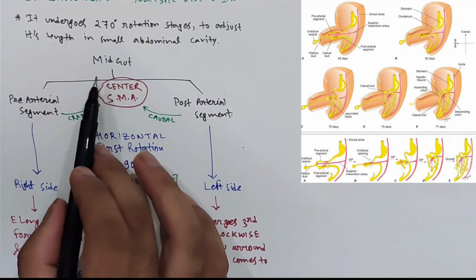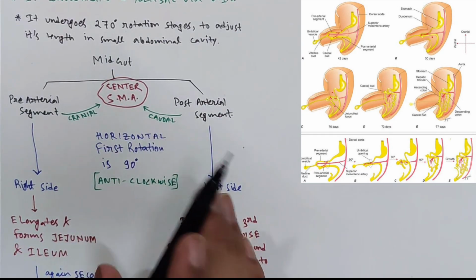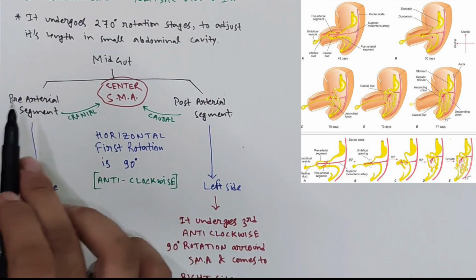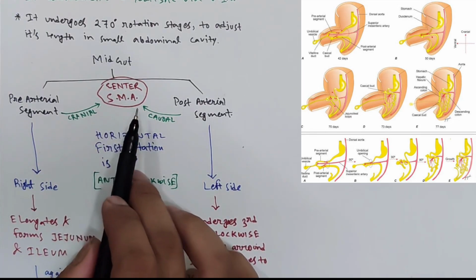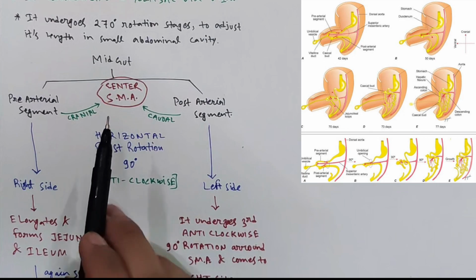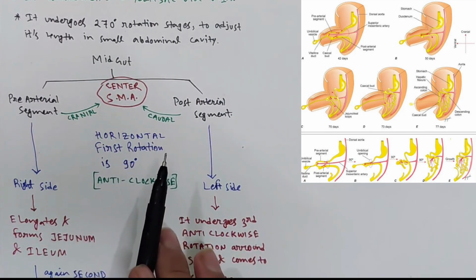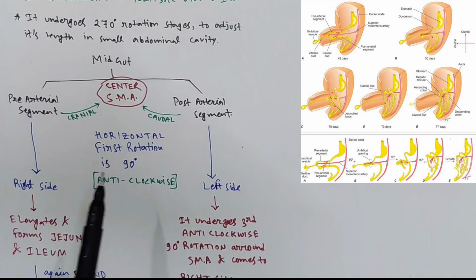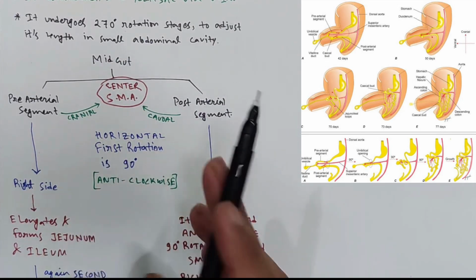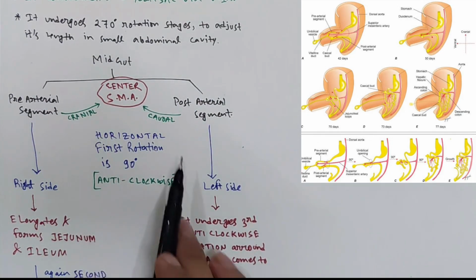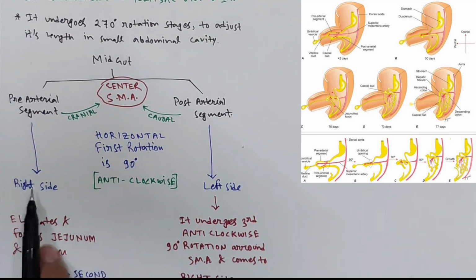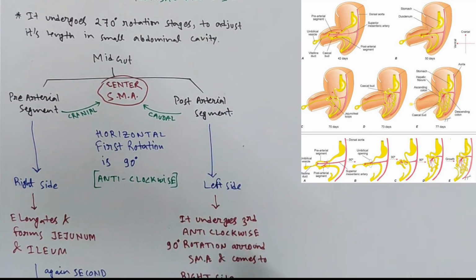At the center of the midgut, there is our superior mesenteric artery. Above this superior mesenteric artery, we have the pre-arterial segment of the midgut, and below the superior mesenteric artery, we have the post-arterial segment. First of all, we get the 90-degree rotation. It is the first rotation of the midgut, which is horizontal and anti-clockwise. Not clockwise, anti-clockwise. Due to this rotation, the pre-arterial segment comes to the right side and the post-arterial segment comes to the left side. Now, this pre-arterial segment elongates to form the jejunum and ileum.